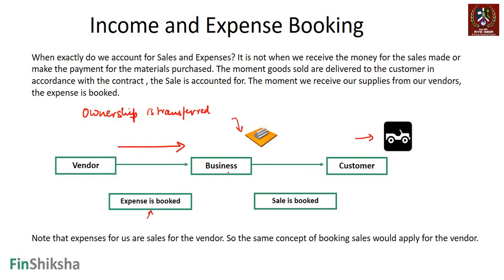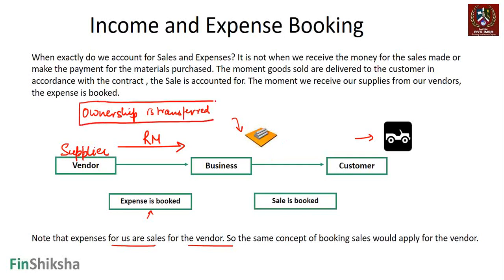Note that expenses for us are sales for the vendor. Who's the vendor? The supplier for us. The person who's going to supply our raw materials to us, that's our vendor, right? So when we have expenses, that's sales for them. The same concept of booking sales would apply for them. So essentially, the moment they transfer the raw material to us, that's taken care of, right? So remember very clearly that income and expense booking is happening when ownership is considered to be transferred, right?